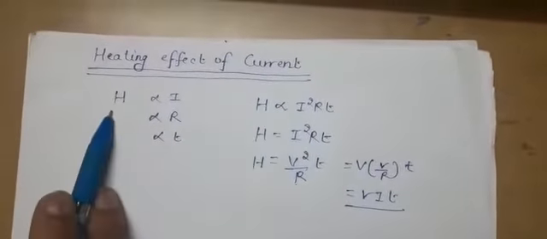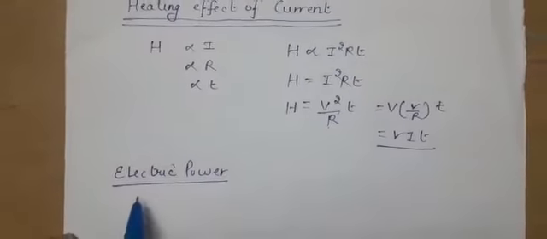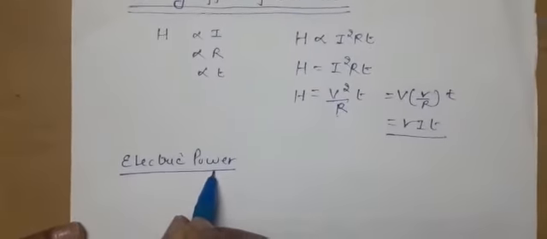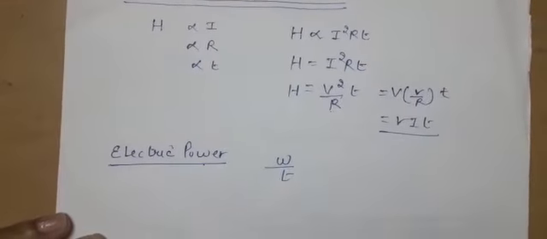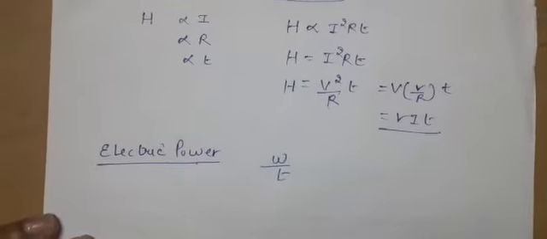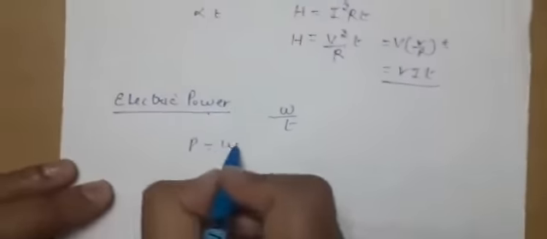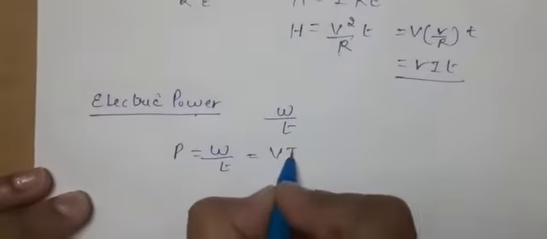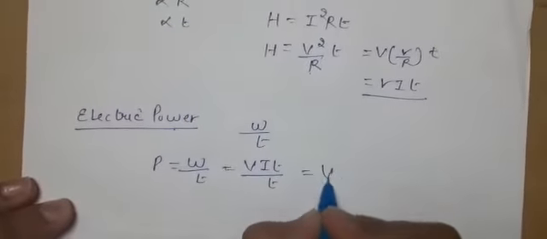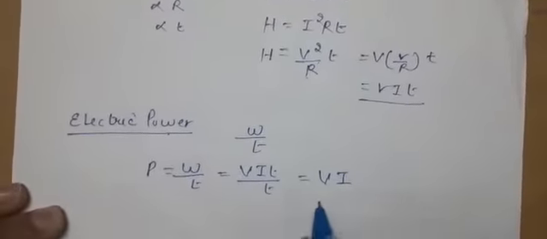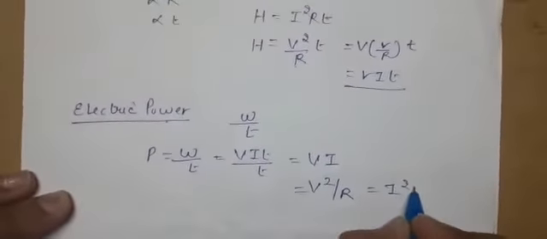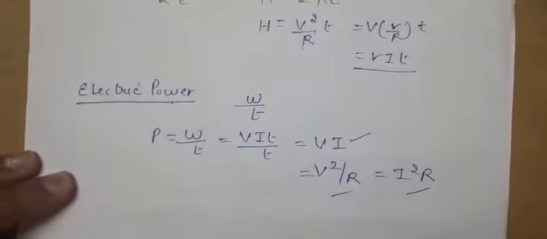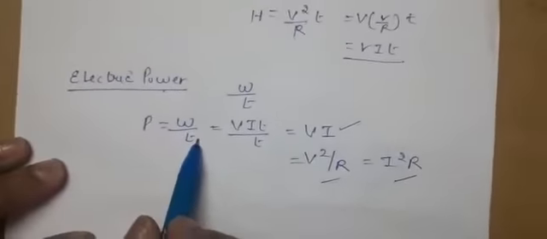Heat is basically a form of energy. Now, electric power is also a term related to current, as power is the rate at which work is done by a source of EMF in maintaining an electric current through the circuit. Power is work done per unit time, and work done is VIT, so power is VIT upon T. This can be written as VI, or on substituting values, V square by R or I square R. These are different forms of power, but the basic concept remains the same.